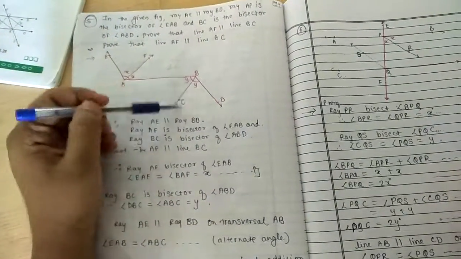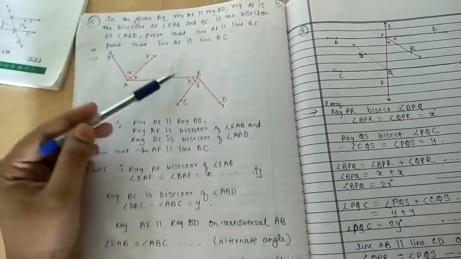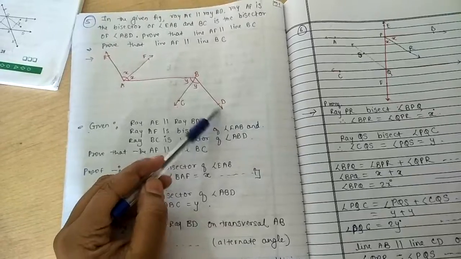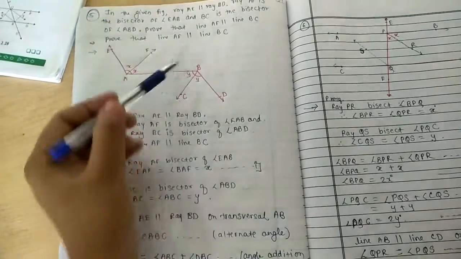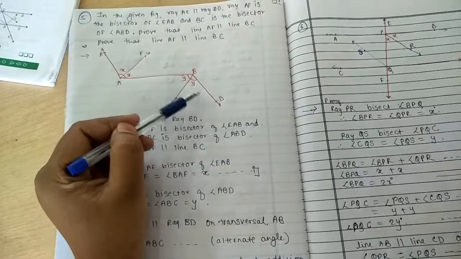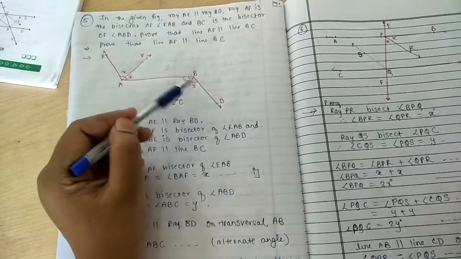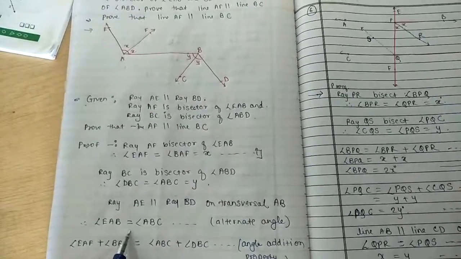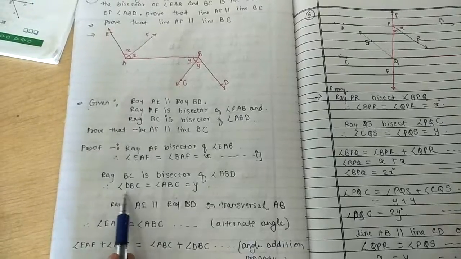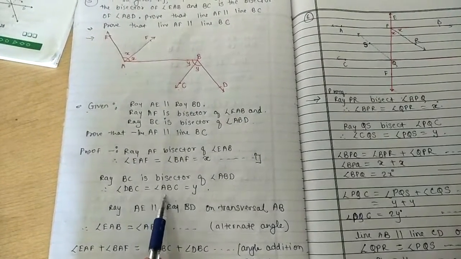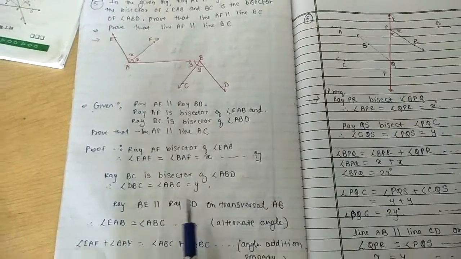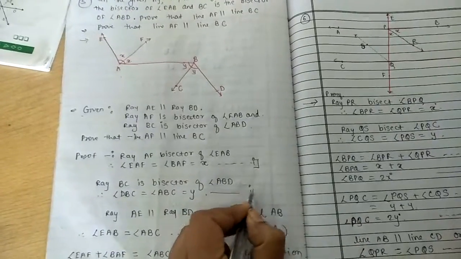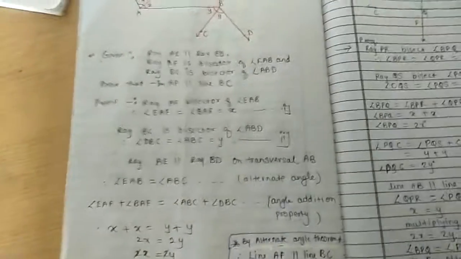Now we take the next ray, that is BC. Ray BC is the bisector of angle ABD or DBA. Because of that, which two angles do we get? These two angles: this angle is DBC, and this one is CBA. Therefore angle DBC is equal to angle ABC, which is y degrees. Suppose we call this equation number 2. Done.